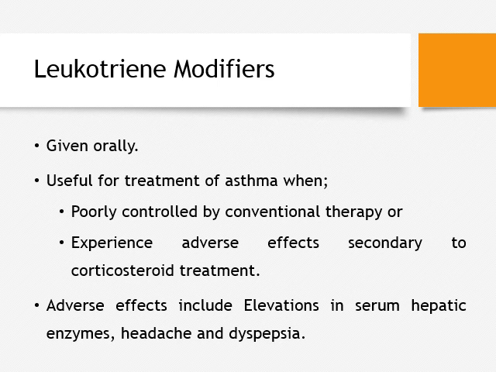The leukotriene modifiers are given orally and are useful in the treatment of asthma when the asthma is poorly controlled by conventional therapy like SABAs, LABAs and corticosteroids, or the patients are having adverse effects secondary to the administration of corticosteroid treatment. The adverse effects of the leukotriene inhibitors include elevations in serum hepatic enzymes, headache and dyspepsia.